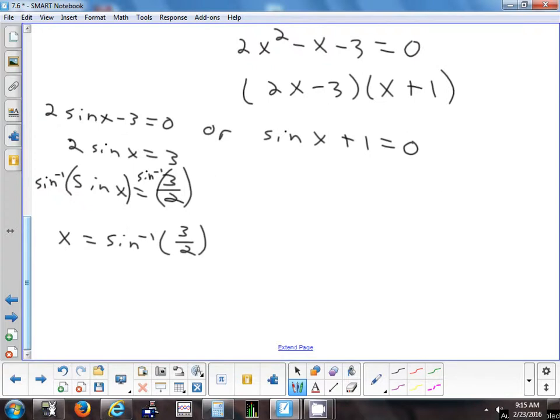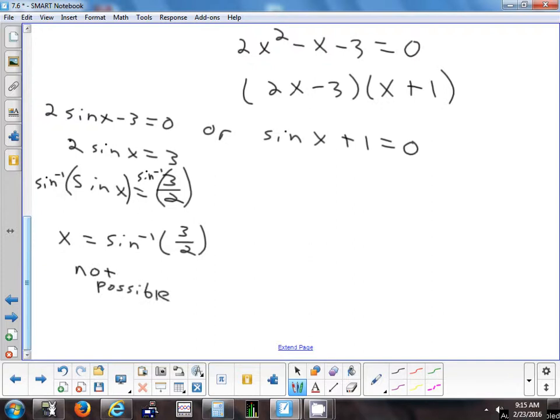Now, what's 3 halves as a decimal? Cameron? 1.5. So what this is asking you right here is where does the graph of sine hit 1.5? It doesn't. How come? How high does it go? It only goes as high as 1. So if you try to type this in, you're going to get an error. The graph of sine is never equal to 3 halves, because this is bigger than 1. So from this part of the problem, we get no solution. This is not possible.